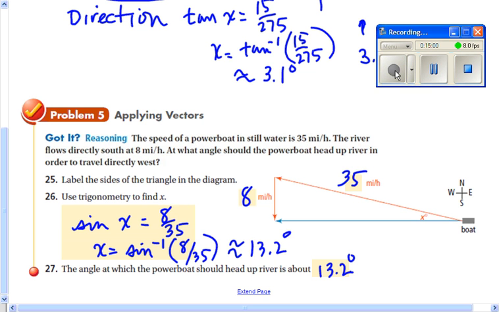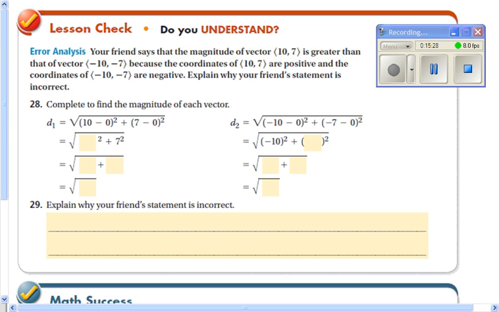This one's a little different. The boat is going to be heading upriver, and it's kind of going against the flow of the river. And this time the speed of the power boat is represented by the hypotenuse. And this is the solution to that problem. All right.